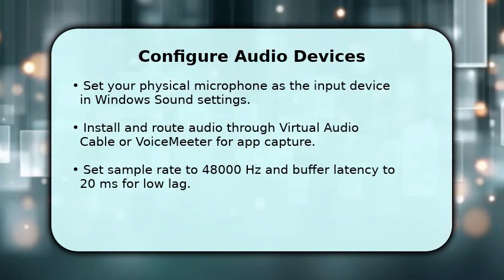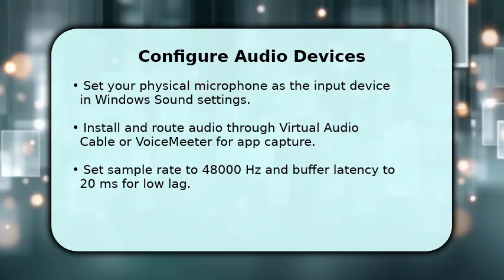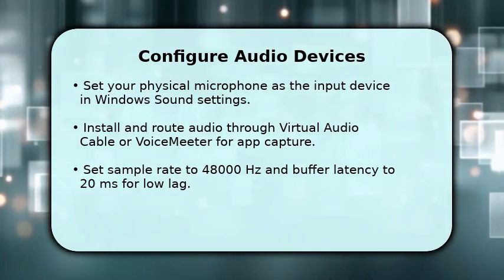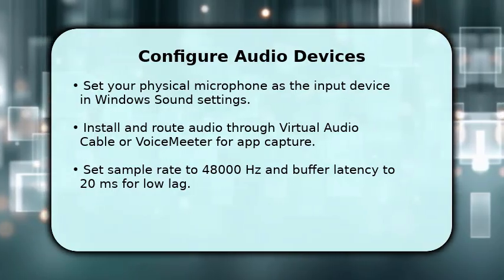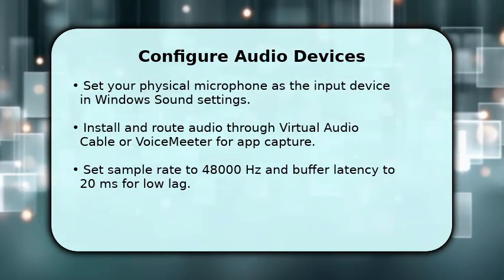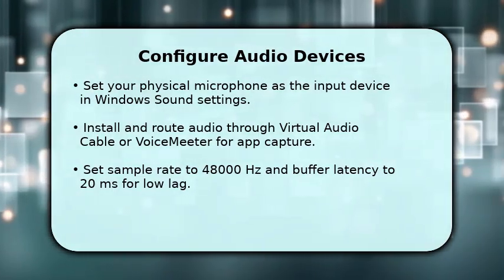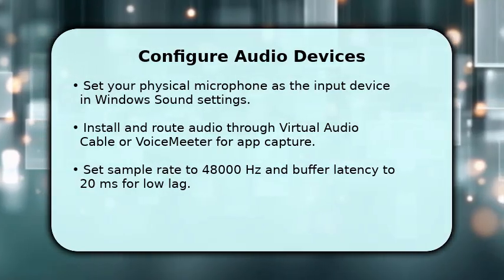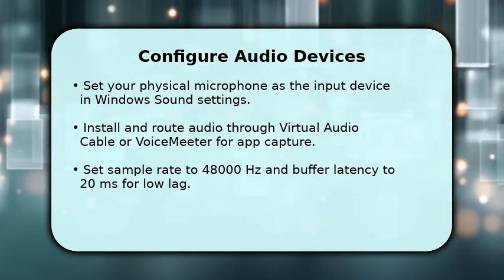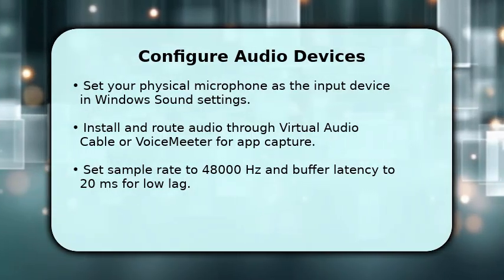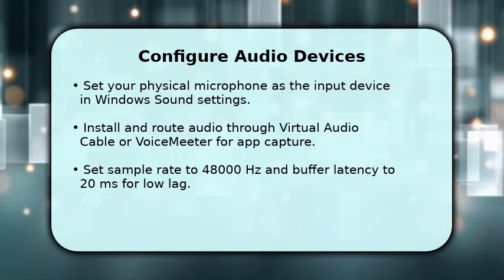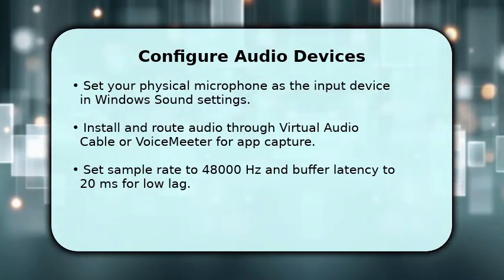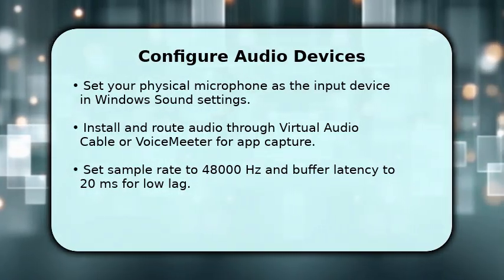Set your physical microphone as the input device in Windows sound settings and confirm Windows recognizes it. Install and route audio through virtual audio cable or voice meter for app capture, assigning Voice.ai input to the virtual cable output. In Voice.ai audio settings, set sample rate to 48,000 Hz and buffer latency to 20 ms for low lag while preventing glitches. Disable exclusive mode in Windows for both input and output devices.